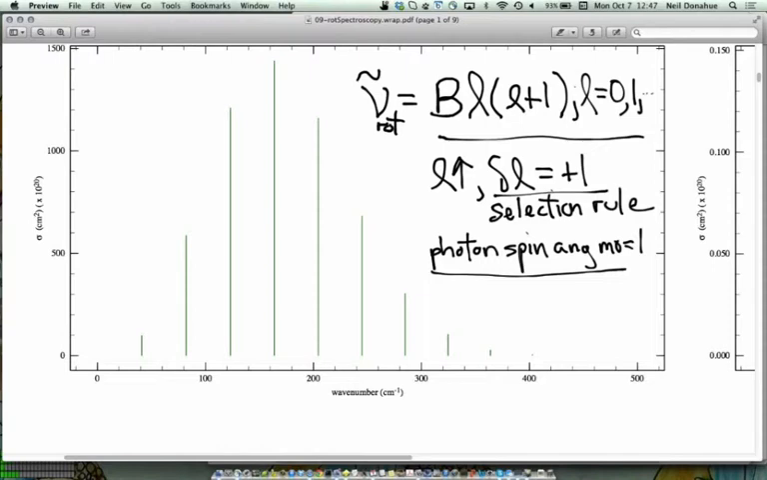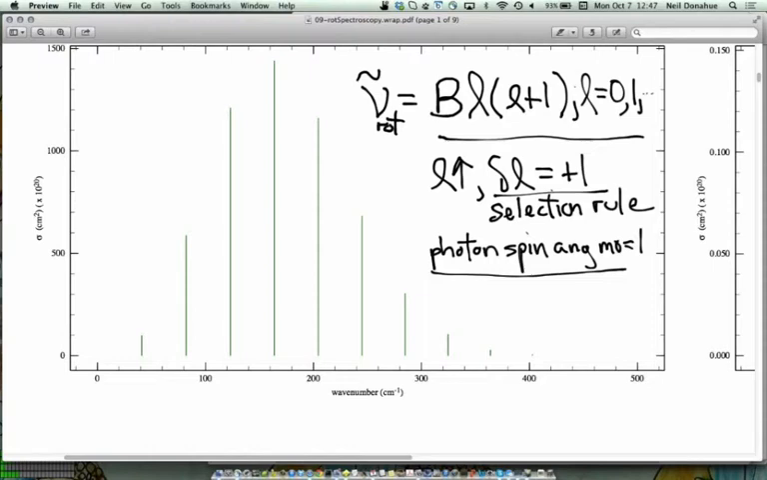So the photon's bringing energy to the table, and that energy is going to make the total energy level of the system go up. So the L value has to go up, but the photon's only bringing 1 unit of angular momentum to the table, and so it can only make the angular momentum quantum number go up by 1. That's all it can do.